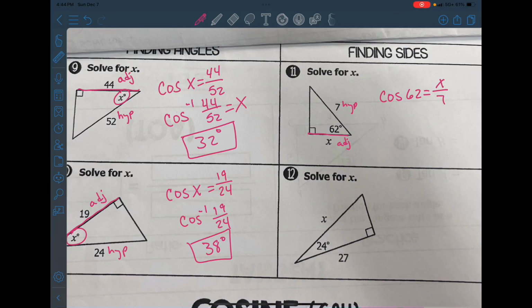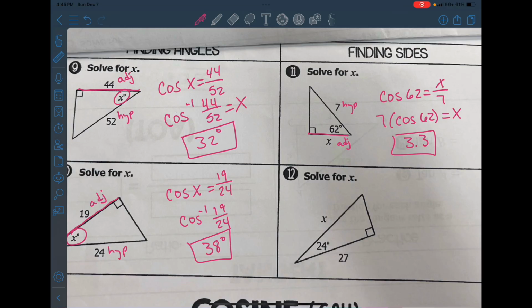So x and 7 are dividing. I need to multiply that 7 on the other side. Now I have x by itself. So in my calculator, 7 times, and don't hit the second button, just hit cosine of 62, and you've got 3.28. We're going to go to the nearest tenth. Be prepared to round to whatever they tell you to, and there you go. We're looking at this next one.